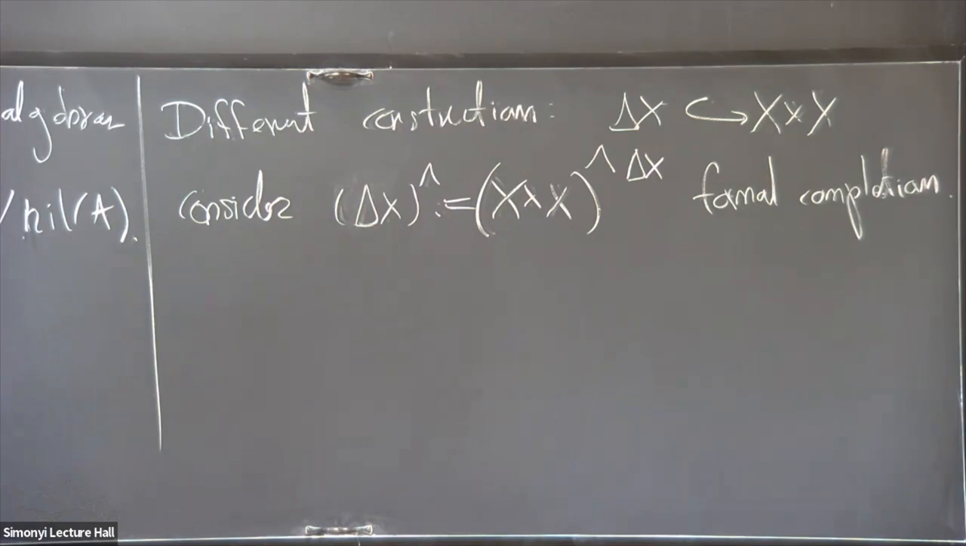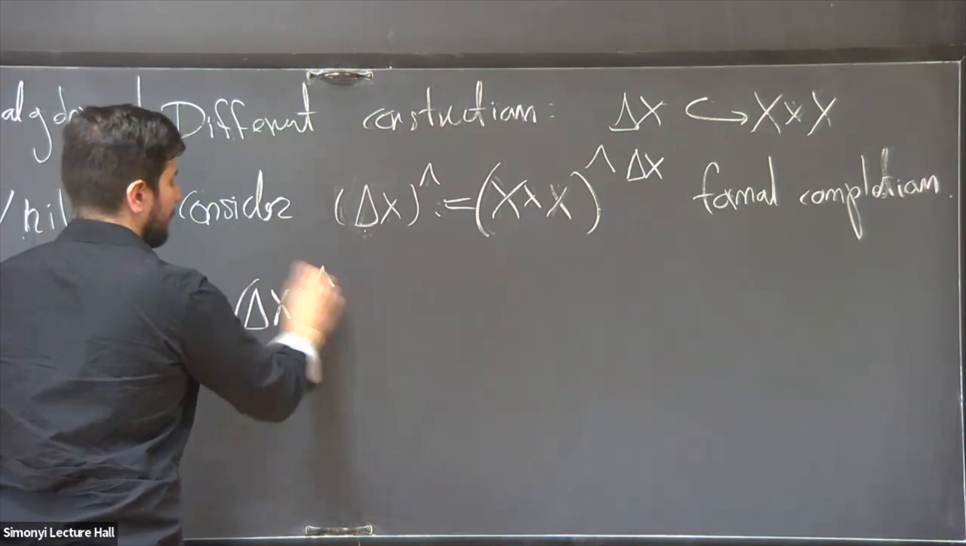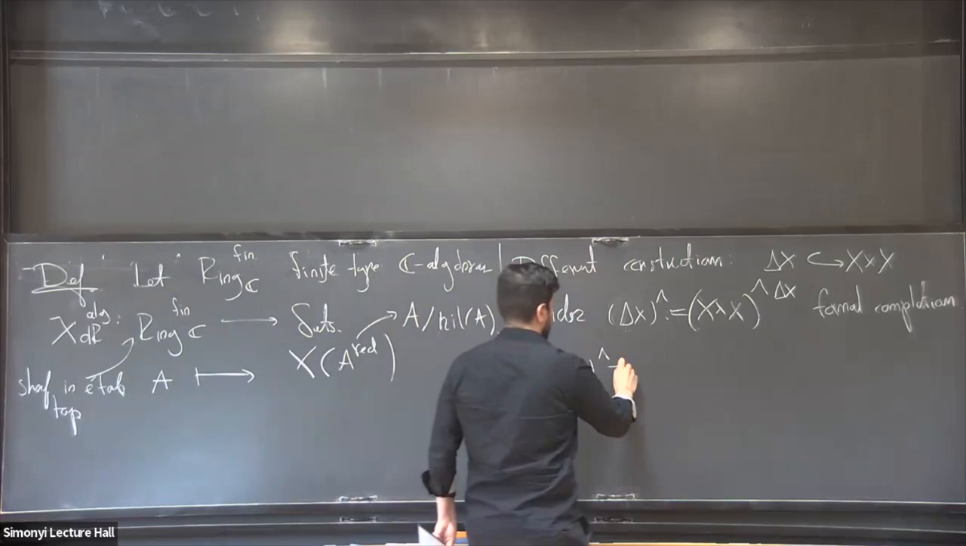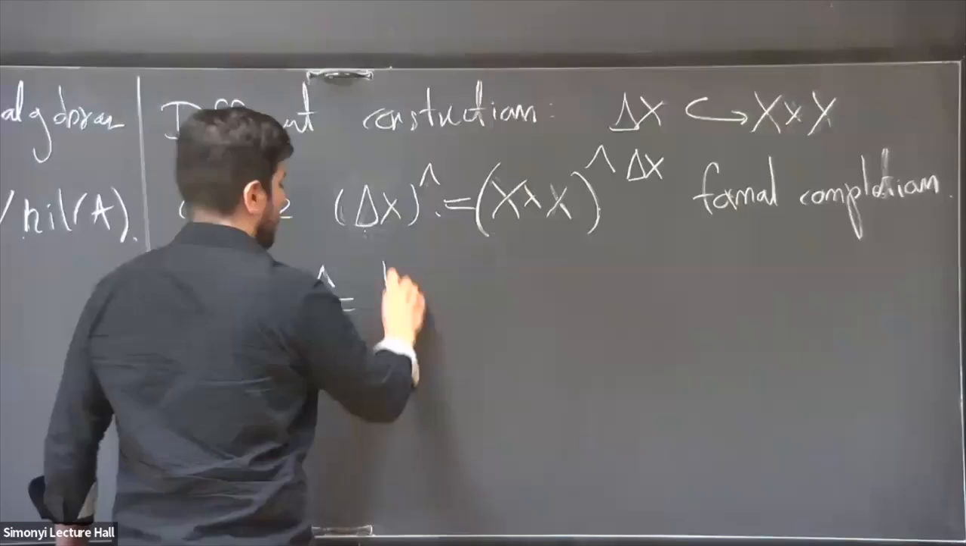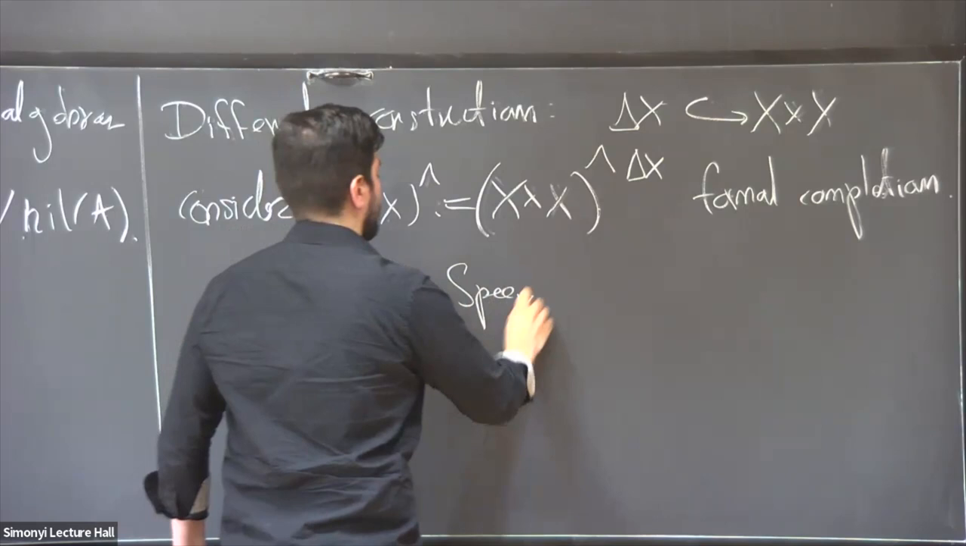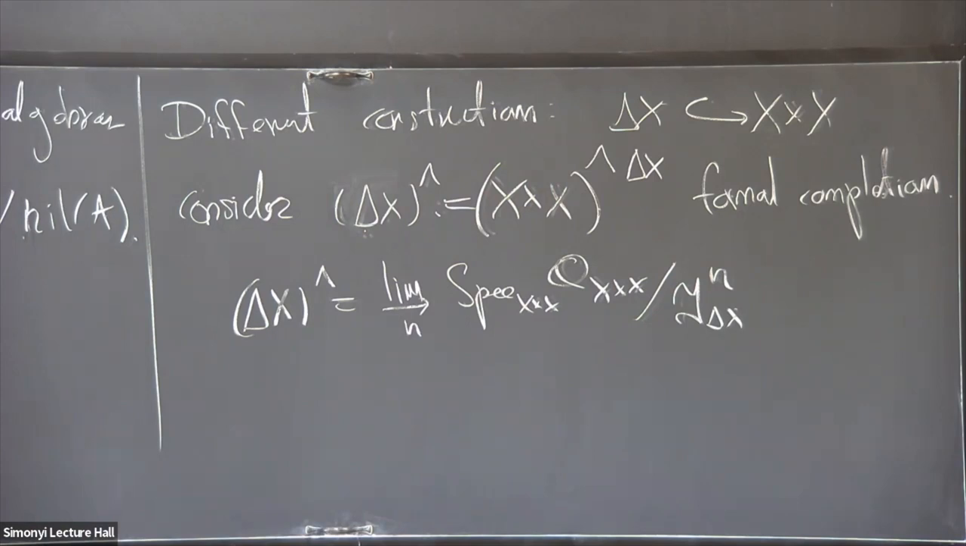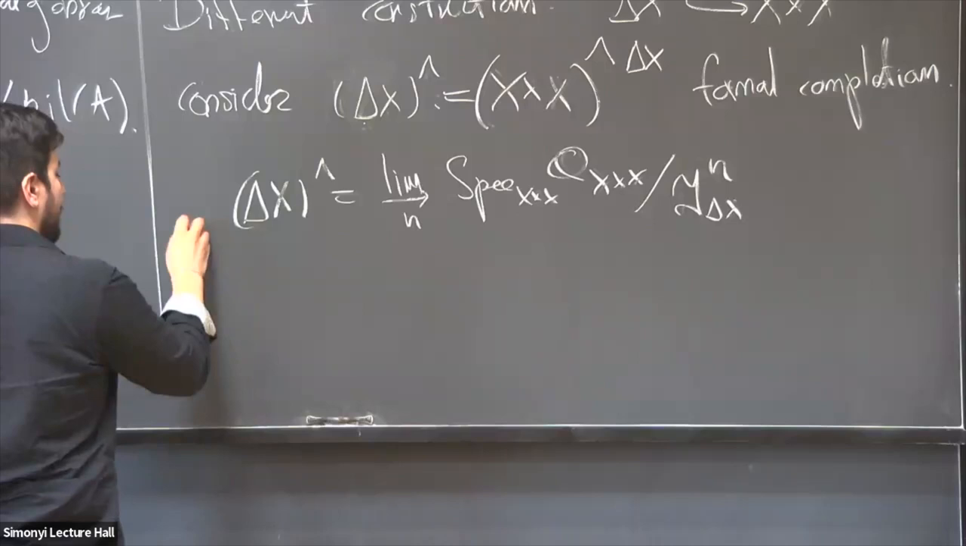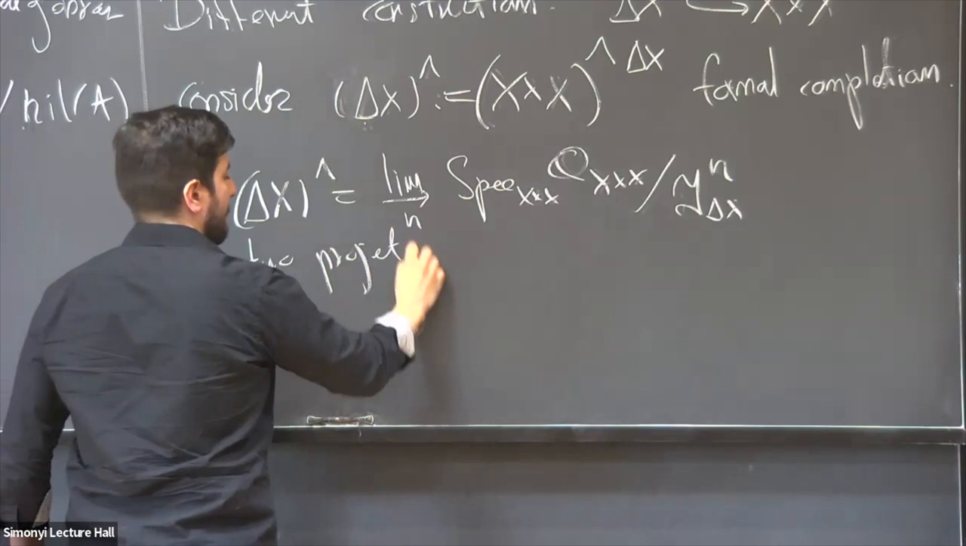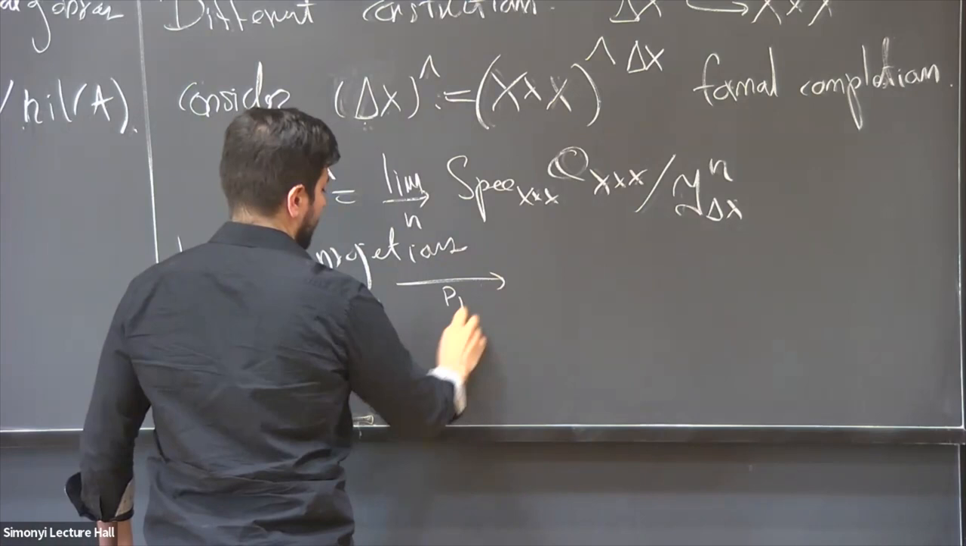So this space is concretely described as a scheme, a limit of the spectra of the structure sheaf of X times X divided by the ideal of the diagonal to the power of n, so it's just taking a colimit of schemes. It has the projections, the first component and the second component towards X.